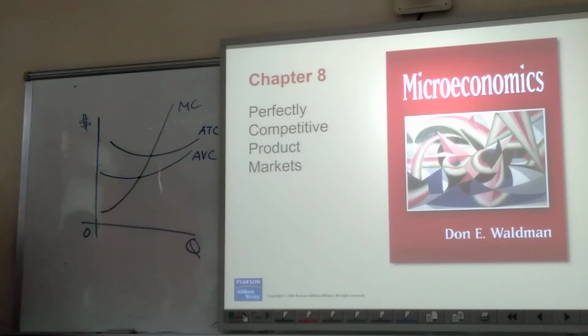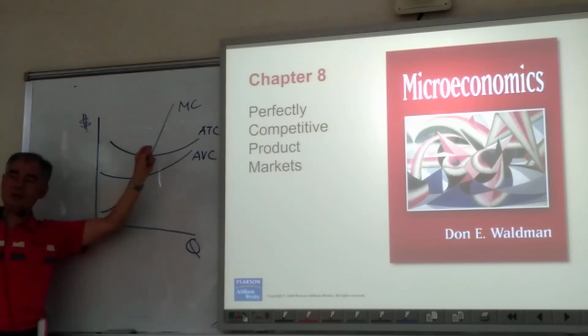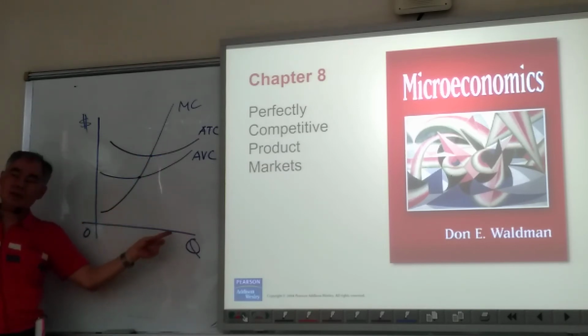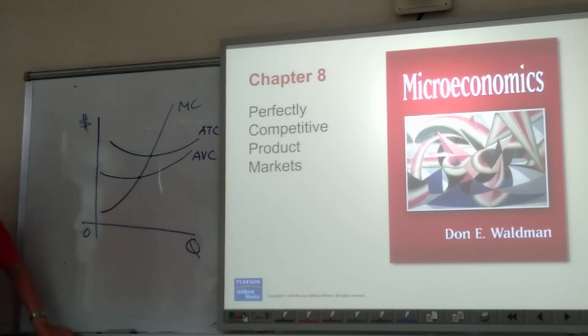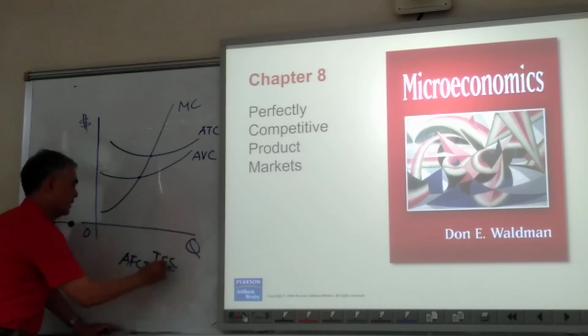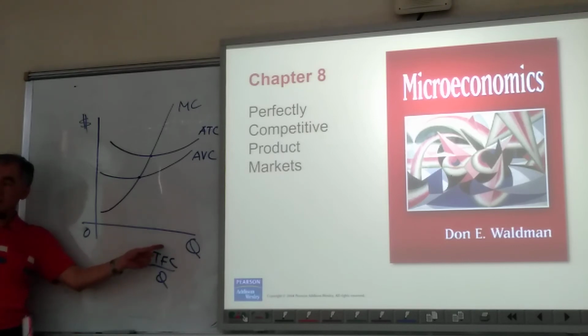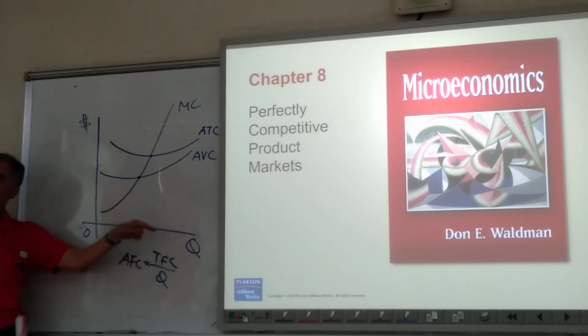So why? Why do these two curves come close together when the production level goes up? Because AFC is equal to TFC divided by Q, right? So this one is fixed. As Q goes up, the whole thing goes down.